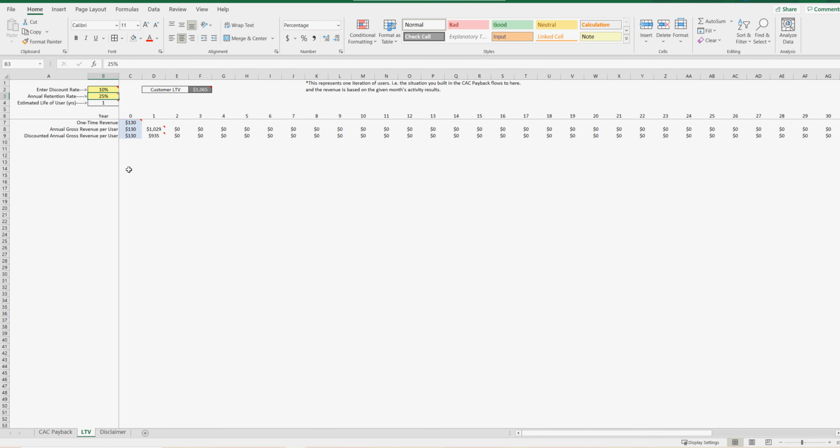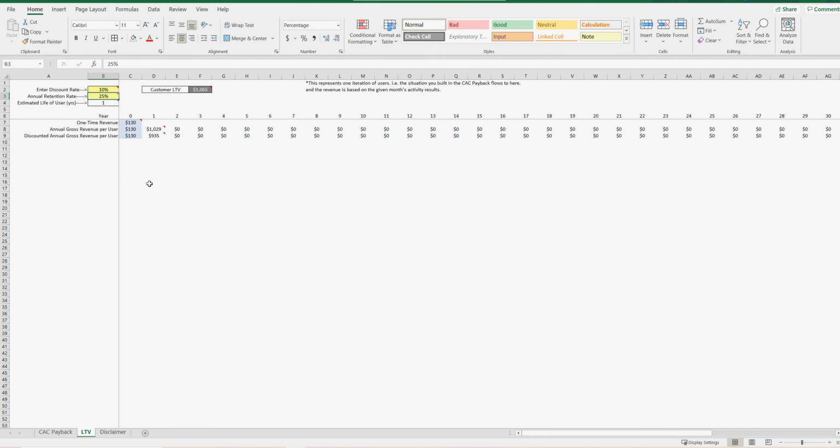And so the one-time revenue is year 0, and then after year 1, that's going to be 12 months of recurring revenue for however long the estimated life is. And then we're just discounting that back based on a discount rate to figure out the present value, and that's what we're calling customer LTV, which is a sum of all of these columns.